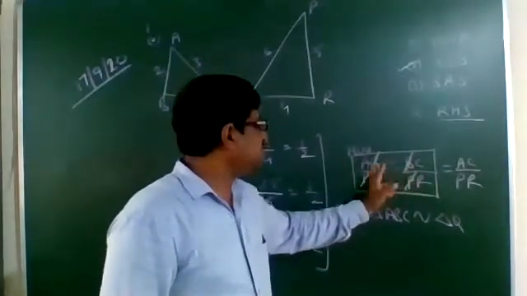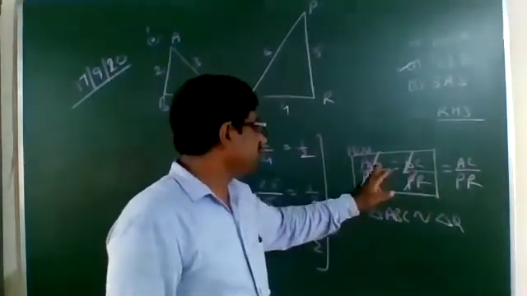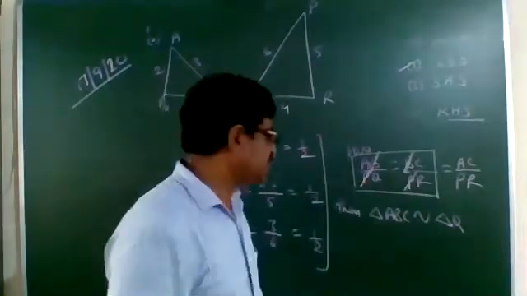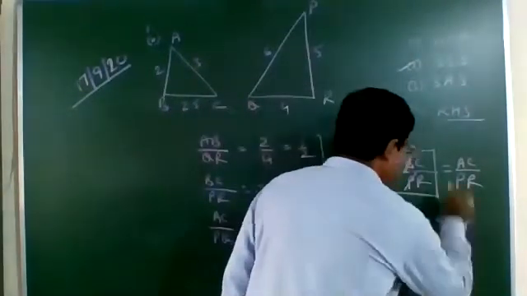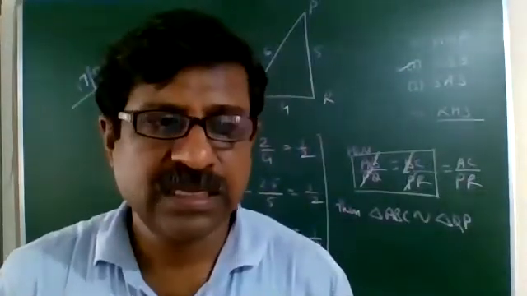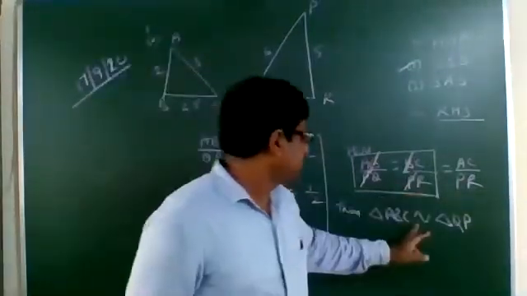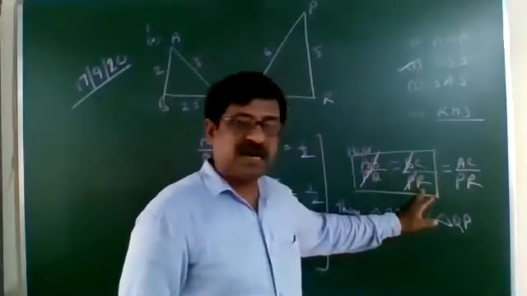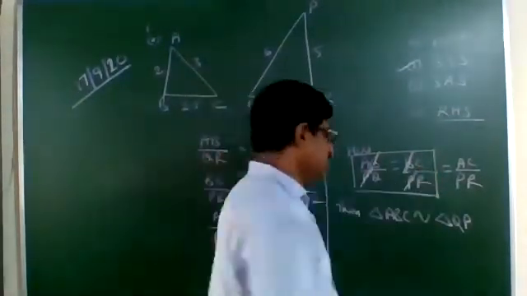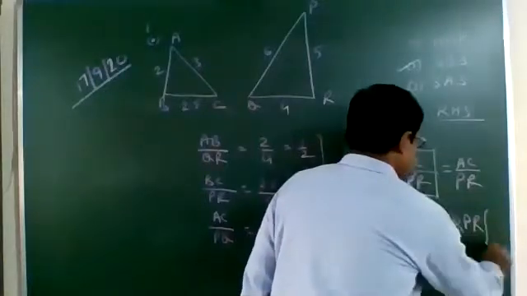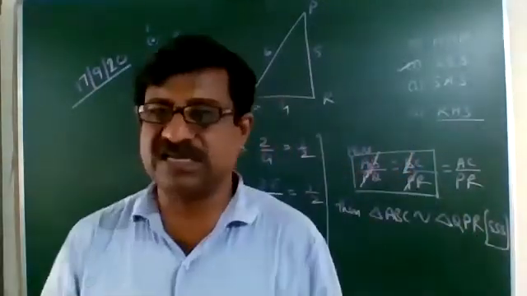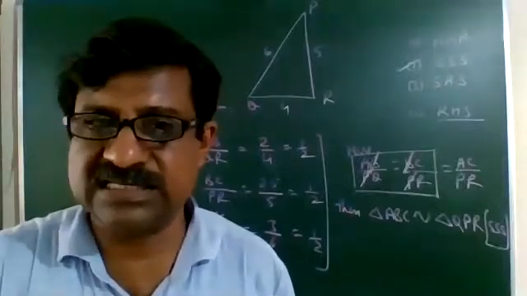Next, B is cancelled from both. Which is cancelled in the denominator? P. Therefore, in place of B, we should write P. Now we see the third part. Third is C. C should be replaced by R because C is not cancelled here and R is not cancelled here. Therefore, the two triangles are similar. The property by which the triangles are similar is SSS.